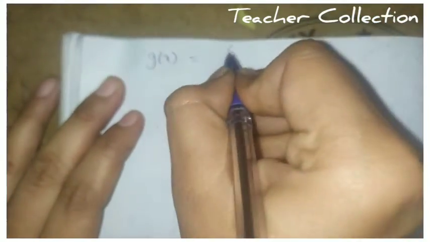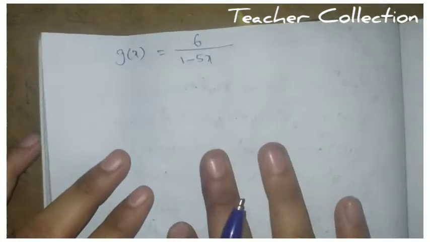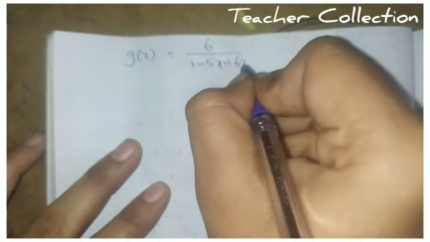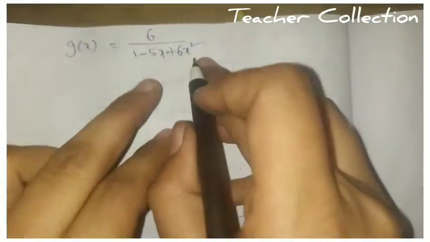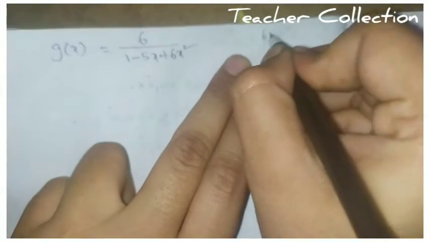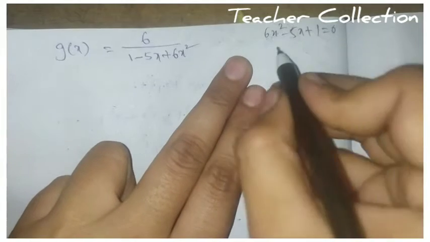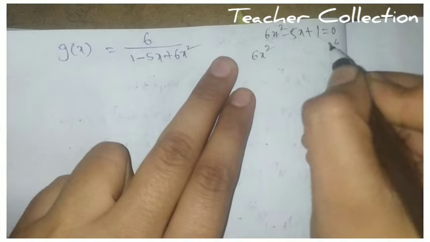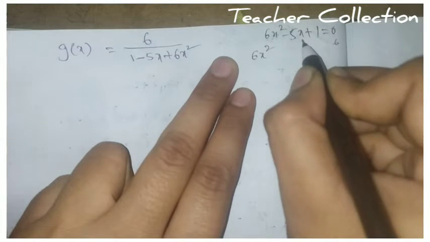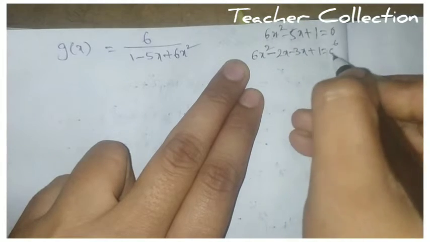So g of x is equal to 6 by 1 minus 5x plus 6x squared. Okay. Now I will solve this term here. 6x squared minus 5x plus 1 is equal to 0. So we'll get 6x squared. 6 ones are 6, so we'll take this as 2 threes are 6. 2 plus 3 is 5. So minus 2x minus 3x plus 1 is equal to 0.